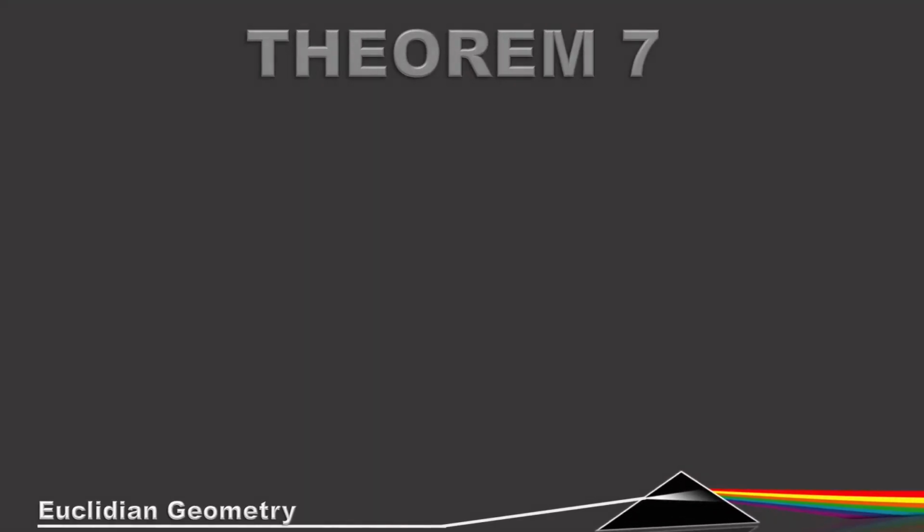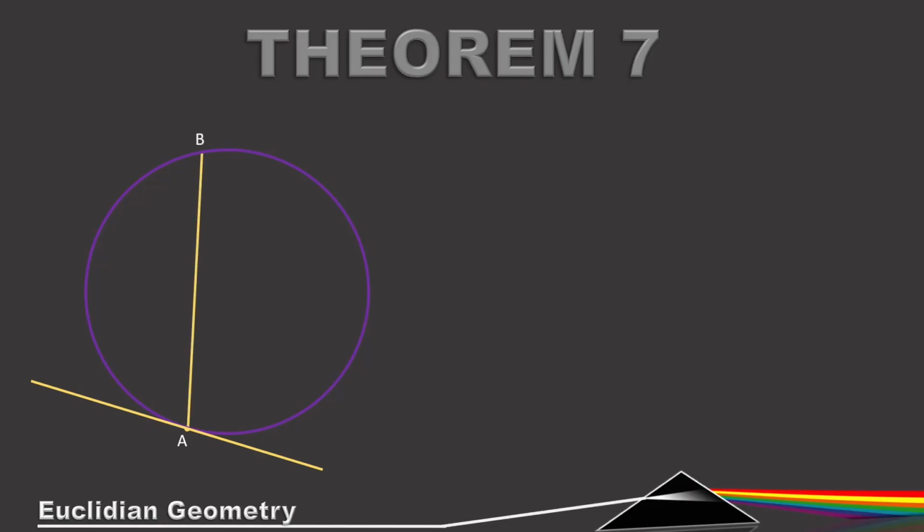Then for theorem 7, once again we have our circle, and we also draw a tangent to the circle at A. Now at that point A, we also draw a chord AB, and that forms an angle between the chord and the tangent. And then if we subtend an angle from the chord AB, that also forms an angle at C, at the circumference of the circle. So theorem 7 says that those two angles will be equal to each other.